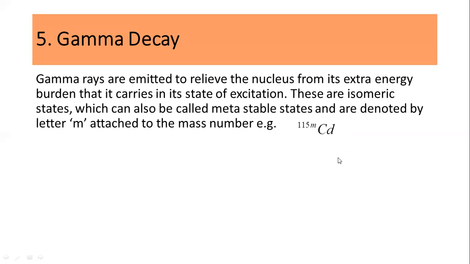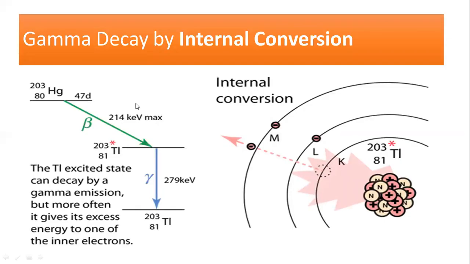that means the more stable state. So there is no change in the atomic number and the mass number in the case of gamma decay. This is very important to note over here. Gamma decay can generally be released by internal conversion.